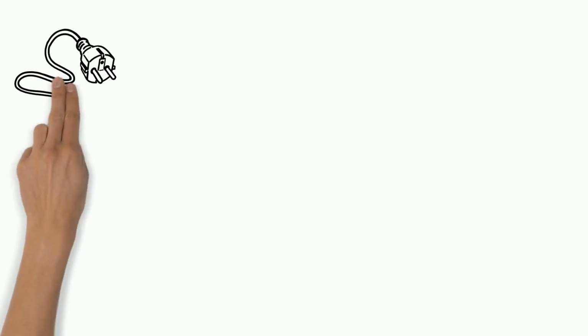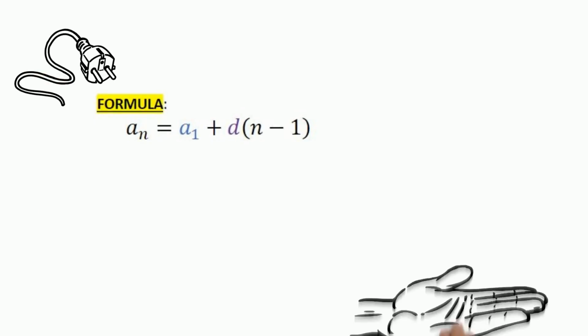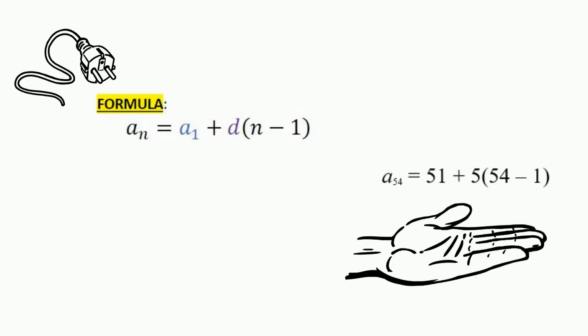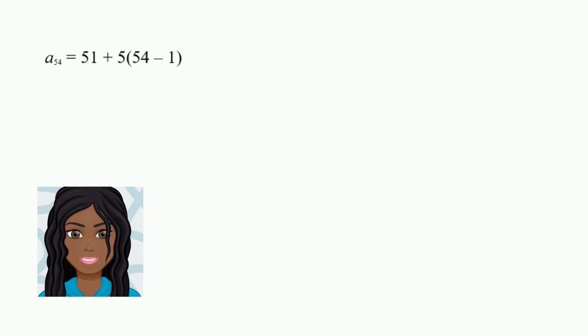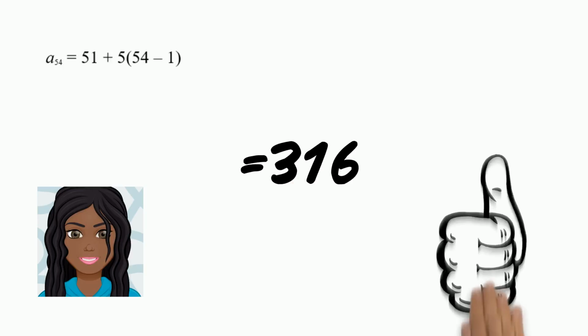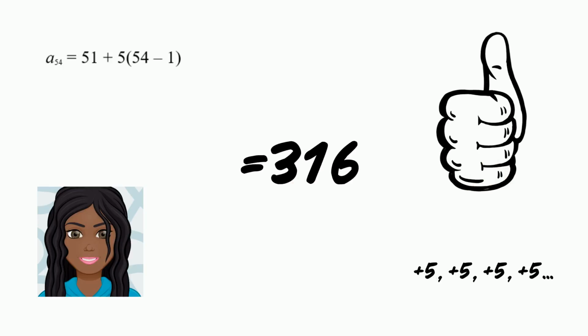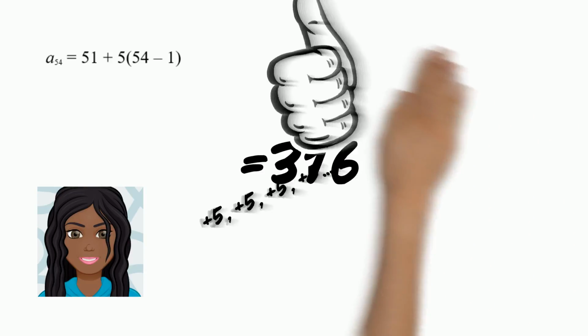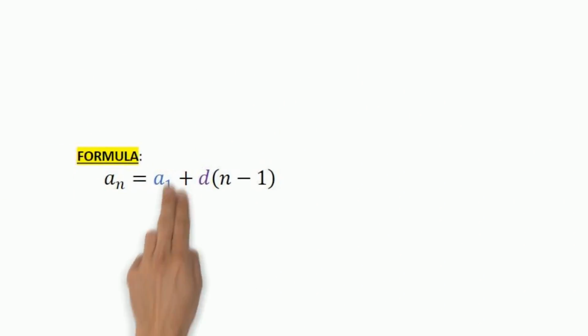When we plug the values into the explicit formula, we get a sub 54 equals 51 plus 5 times 54 minus 1. After Miss Merritt simplifies the expression, she gets a value of 316. Wasn't that way easier than counting up by the common difference 54 times? Explicit formula is lit.